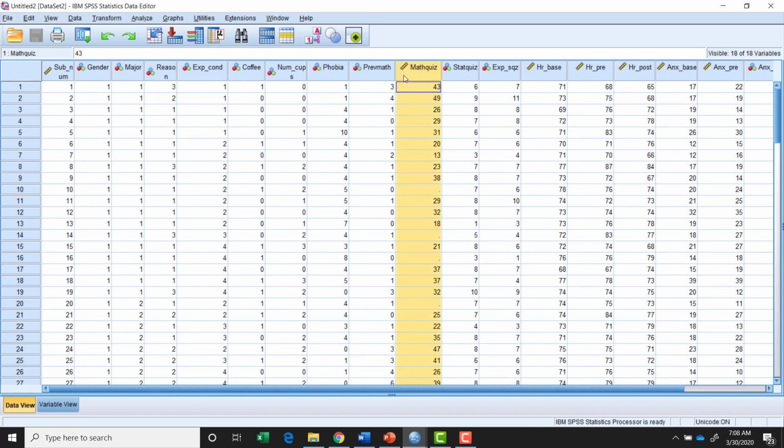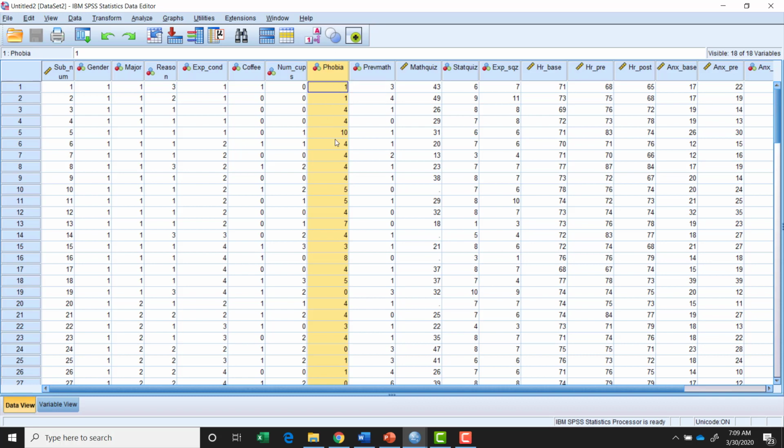Now, this data set is basically a load of students. They're taking math and stats classes, and we want to know how fearful they are of the subject. So we have a lot of what we call covariates, things that might influence this. We have the gender, what major they're taking, the reason for taking the class, the experimental condition. I think this is how hard the test was, whether they drink coffee or not, the number of cups of coffee that they drink in a day, whether they actually have phobia.